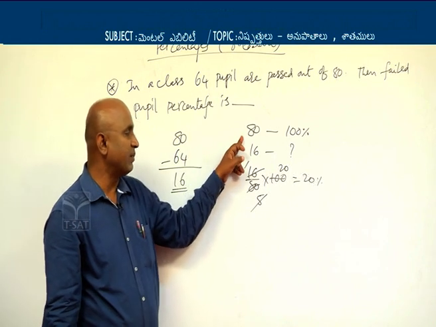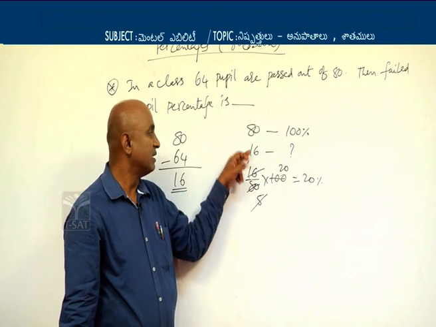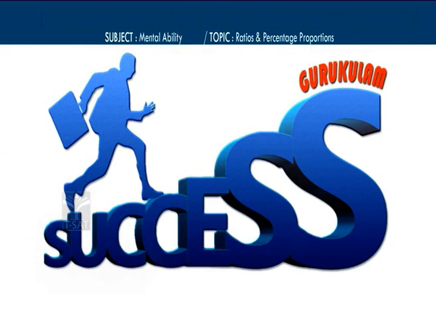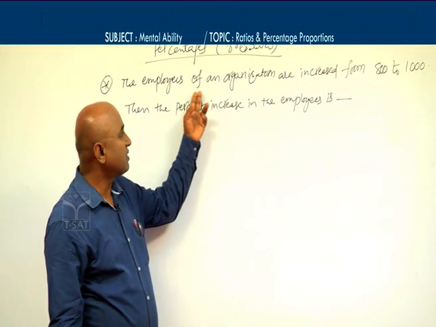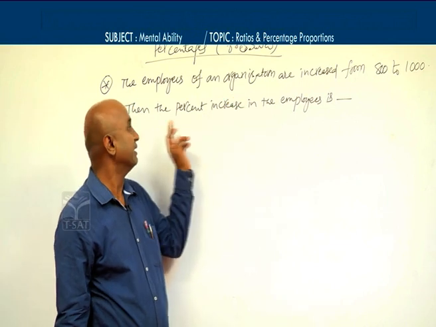So 80 members is 100%, then 16 candidates are what percent? 16 by 80 into 100, that is equal to 20%. In this problem, the employees of an organization are increased from 800 to 1000.